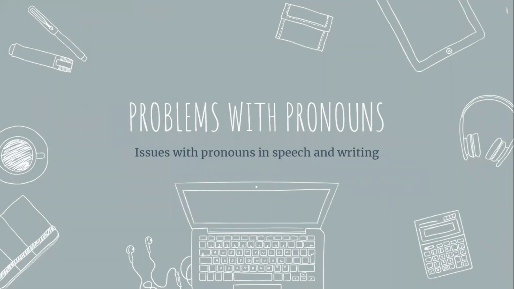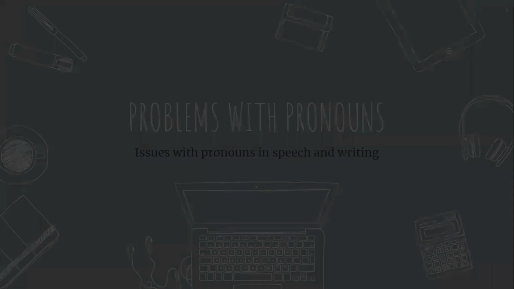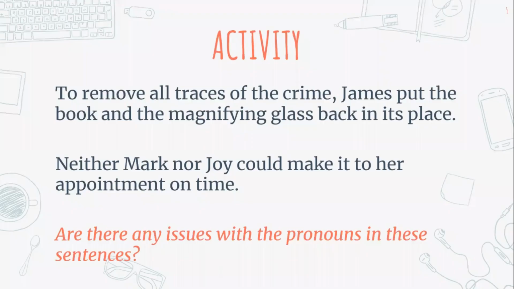So again, we're going to start with problems with pronouns today. And so we have a little activity to start. There are two sentences there. The first one being, to remove all traces of the crime, James put the book and the magnifying glass back in its place. The second sentence being, neither Mark nor Joy could make it to her appointment on time. Are there any issues with the pronouns in these sentences?